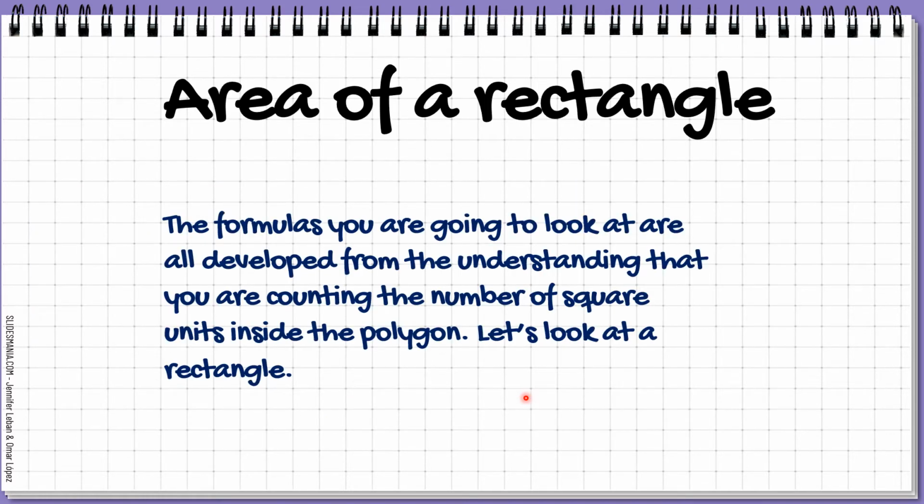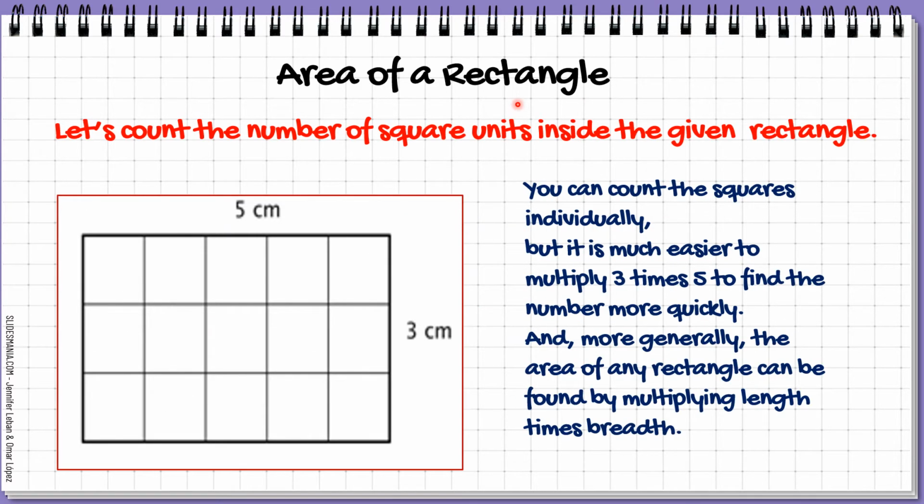Let's learn how to find the area of a rectangle. Now the first thing I want you to understand is that the formulas that you're going to look at are all developed from the understanding that you are counting the number of square units inside the polygon. So let's look at the rectangle now. To find the area of the rectangle, let's count the number of square units inside the given rectangle. So when I divide this rectangle into squares, I find that we have 5.